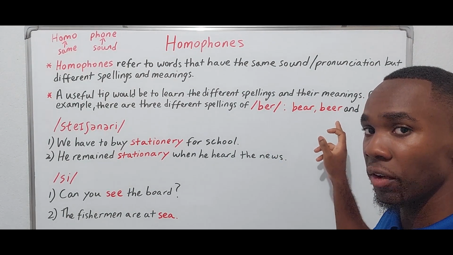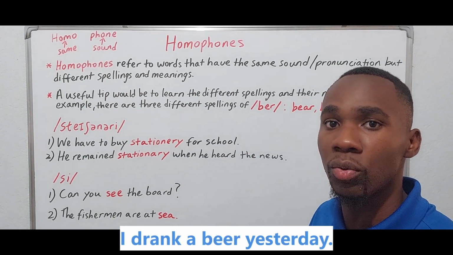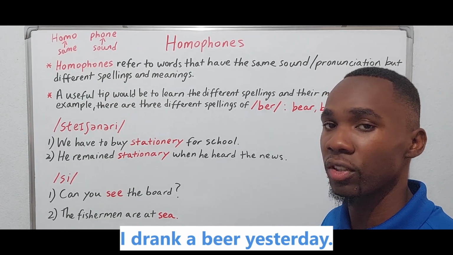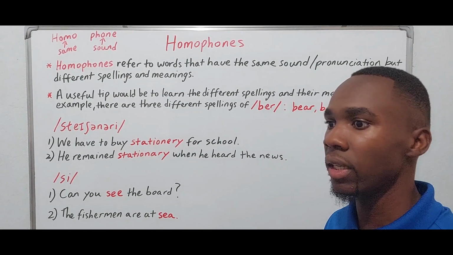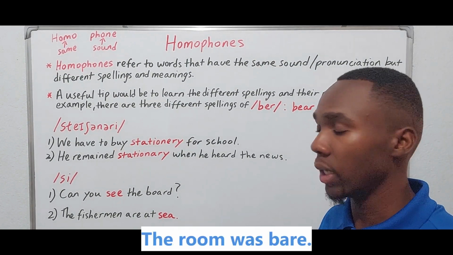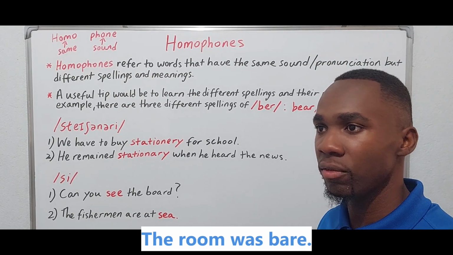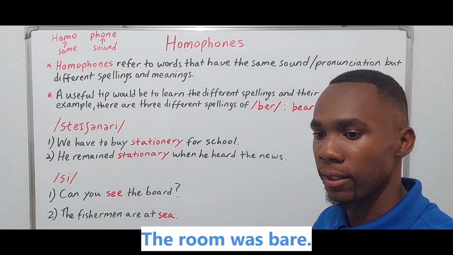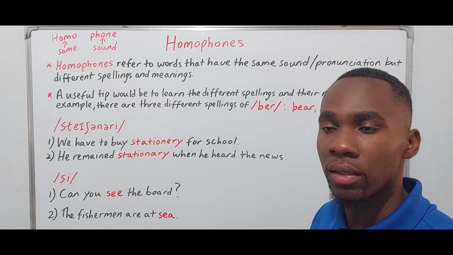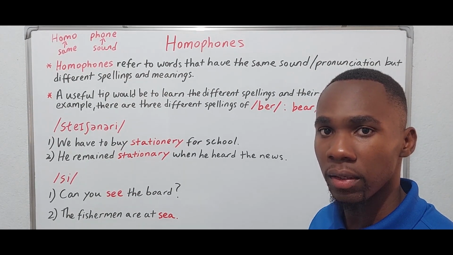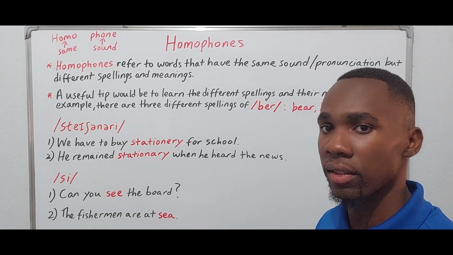Now, if I want to use this, I could say I drank a beer yesterday. Now, that's the only beer that you can drink. So clearly you're referring to BEER. And BARE, I could say that the room was bare. And that's the only bare that you can be referring to, because that meaning relates to being unfurnished, right? So that means that the room was basically empty. It had nothing within it, right? So the context is going to dictate which spelling applies, right?